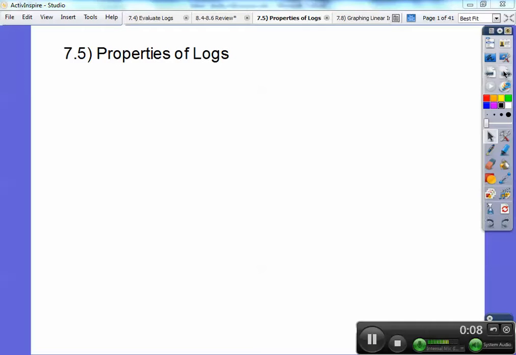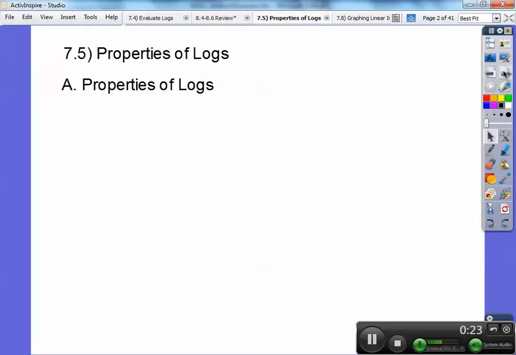So we've done exponential growth, we've done exponential decay, and we did evaluating logarithms. Okay, so this is properties of logs.